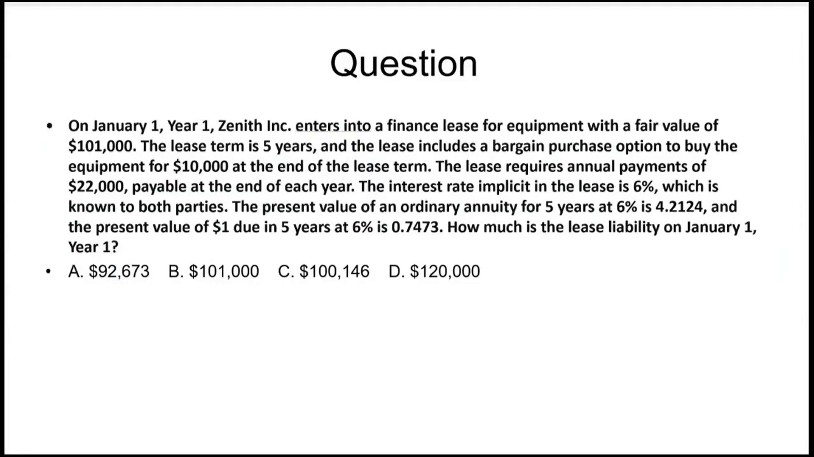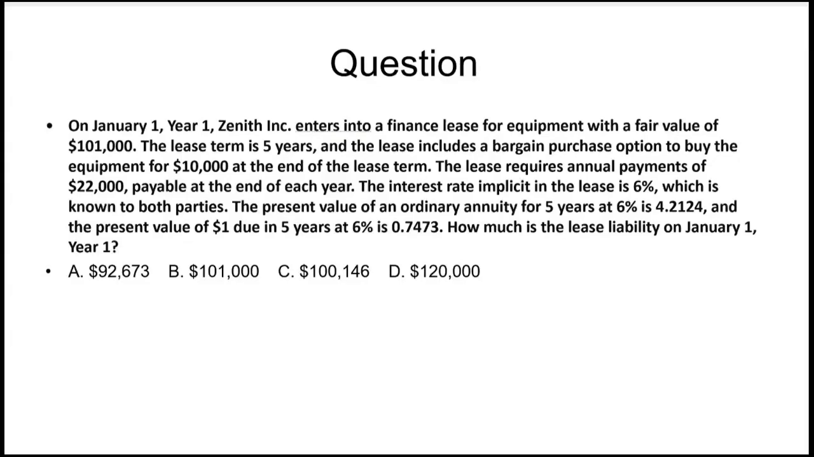January 1st, year one, Zenith Inc. enters into a finance lease for equipment with a fair value of $101,000. The lease term is 5 years, and the lease includes a bargain purchase option to buy the equipment for $10,000 at the end of the lease term. The lease requires annual payments of $22,000, payable at the end of each year. The interest rate implicit in the lease is 6%, and that's known to both parties.